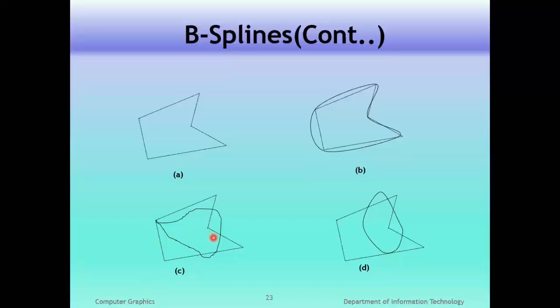So here we will not try to force the curve to pass through the sample points, but rather gently pull it into the neighborhood of the sample point. By doing this, we will get a smooth curve which is not passing through any of the sample points, but still maintains the original shape of the curve, which is shown in figure D.